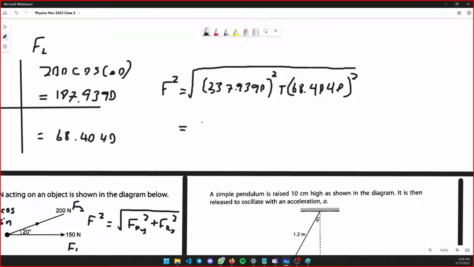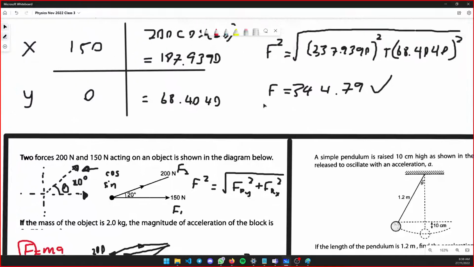337.9390 squared plus 68.4040 squared. You're going to get the same answer, 340.79. Ta-da! So, I calculated it for afterwards as well. These are the two ways you can actually calculate.